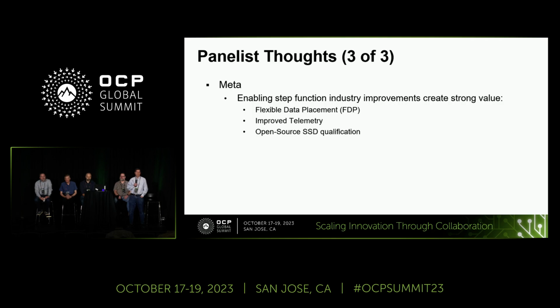Enabling next step functionality is really key to create strong value. We talked about flexible data placement. We've heard everybody talk about telemetry today, the need for data center scaling and how do we debug these things. The telemetry is a huge step forward. Open source SSD qualifications, another huge step forward. These are all big next-gen step things that really add a tremendous amount of value into the ecosystem. So with that, I think it's time for Q&A here.